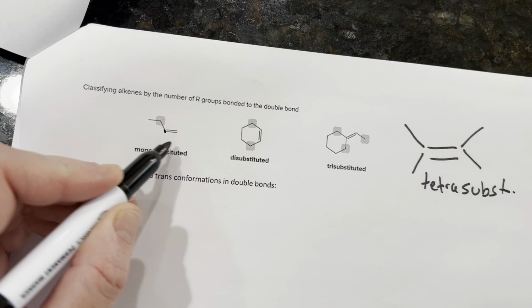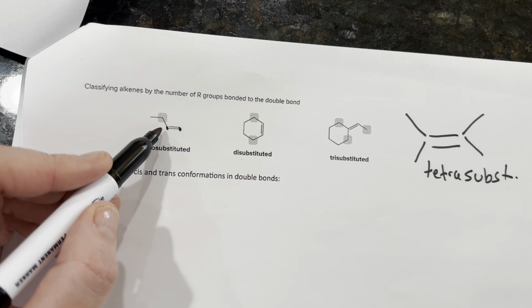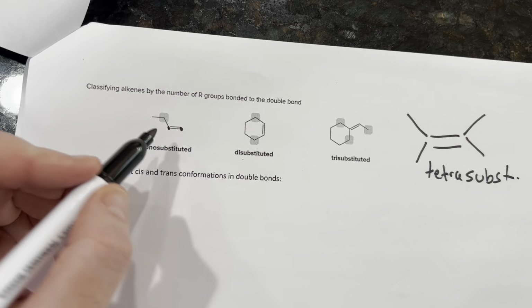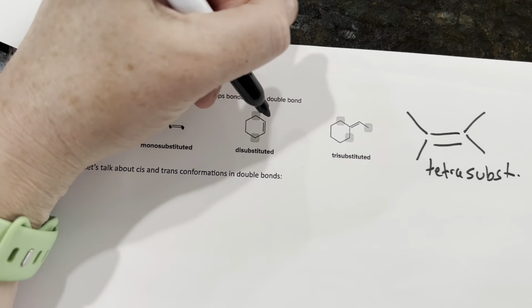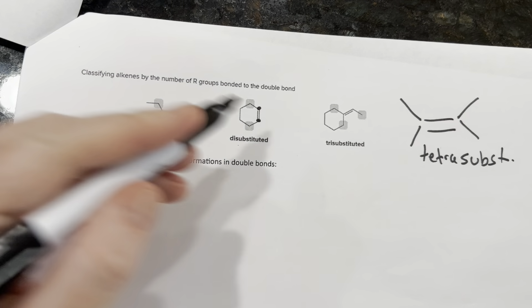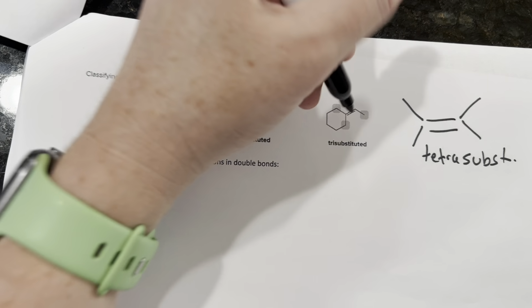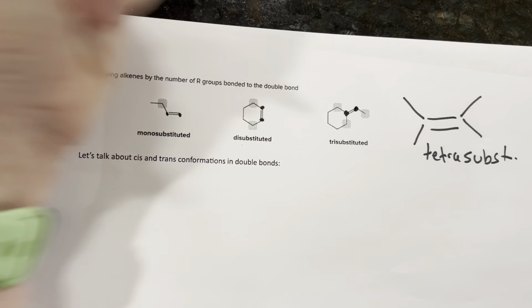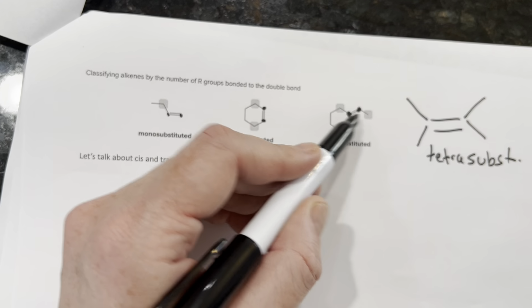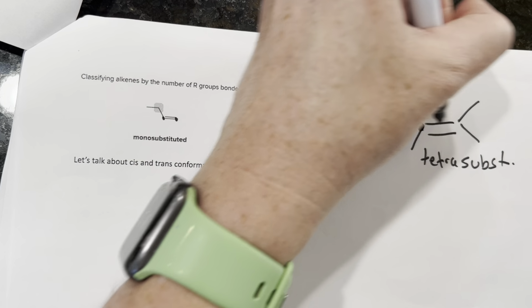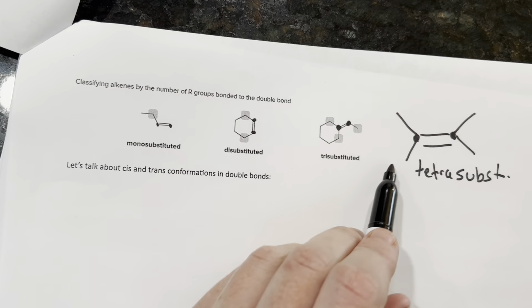You look to the carbons that are on either side of the double bond and you ask how many carbons are attached to those carbons. So in this case, I got 1. In this case, I have 2. In this case, I have 1, 2, 3. And again, in this case, I would have 1, 2, 3, 4.